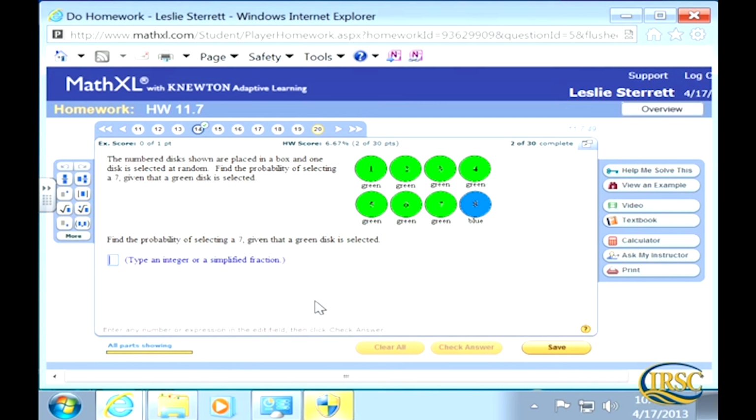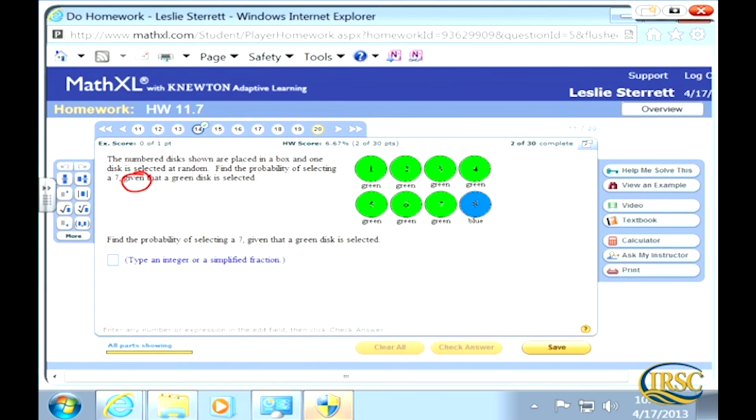So what's the key word in this problem? Given. And that's what tells you that it's conditional probability. So you're looking for the probability of a 7 given that a green is selected. So again, it helps to write these out in words. That's what I was trying to encourage you to do in the beginning when we started doing probability. Our numerator is the number of 7s that are green. And then the denominator should be the number of green discs. Good.